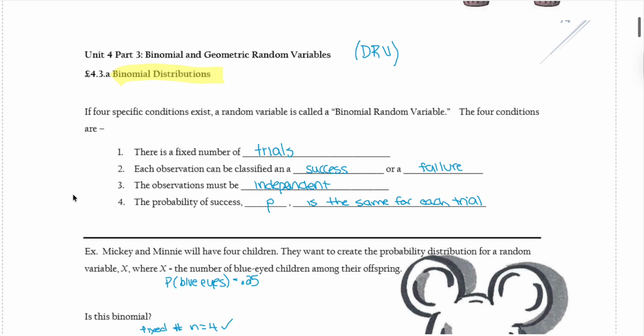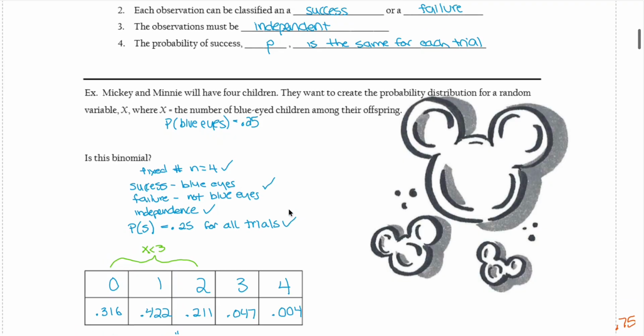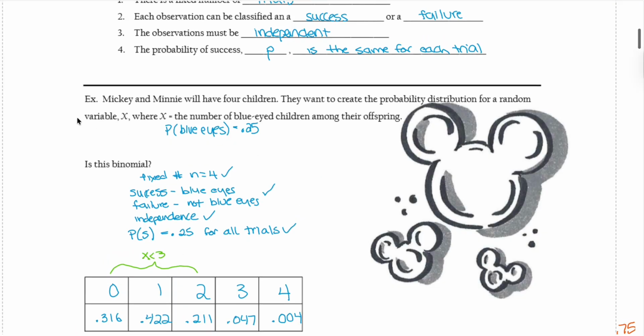So whenever you meet a distribution, just ask yourself in your mind, does this scenario meet these 4 conditions? If it does not, then it's not a binomial distribution. So let's take a look at this example. Mickey and Minnie will have 4 children. They want to create the probability distribution for a random variable x, where x is equal to the number of blue-eyed children among their offspring.